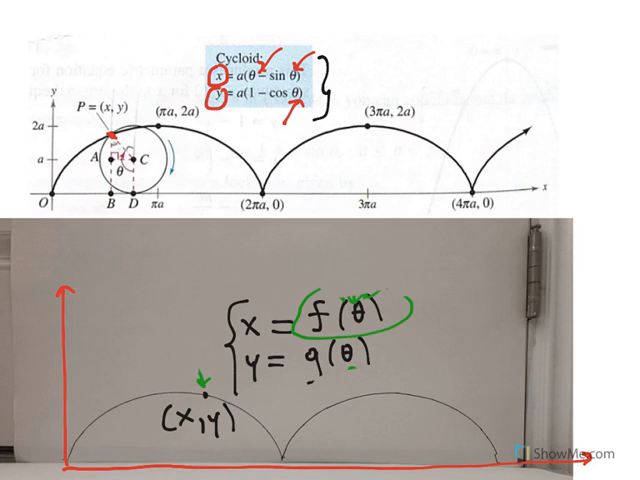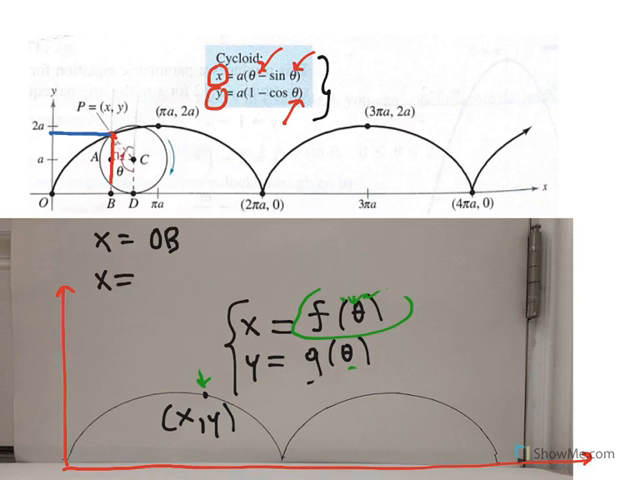This is x, and you can see that x is the distance from the y-axis to this point. So in other words, because it's the distance from the y-axis to point P, it would be equal to the distance from point O to point B on the x-axis. So x is equal to the distance from the origin to point B on the x-axis.